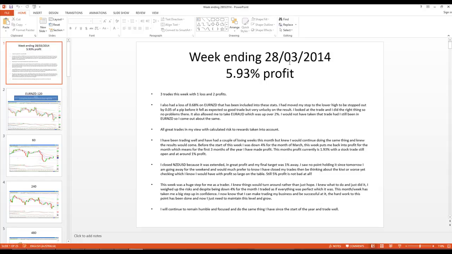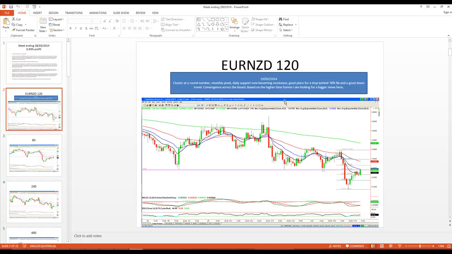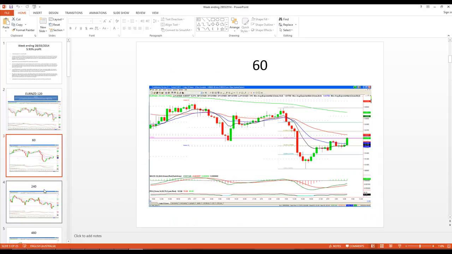Week ending, this is back in March of 2014 with a 5.93% profit. I write down the positives and negatives. I put everything in there that is important to me about that week. I also have each of these individual trades listed. You can see this first one was actually a losing trade. Okay, you can see them all listed.